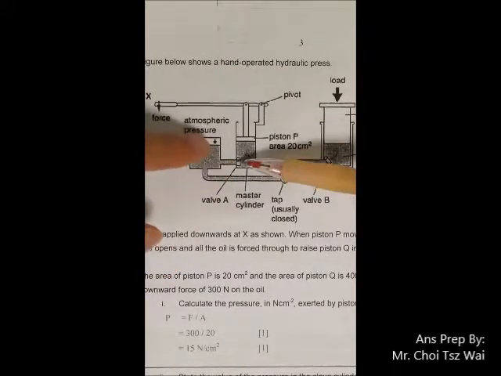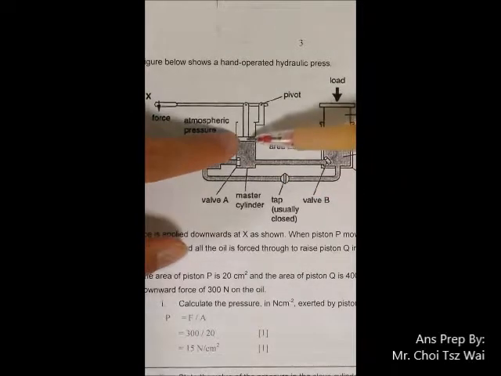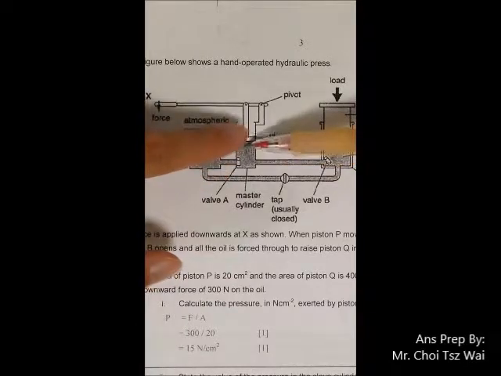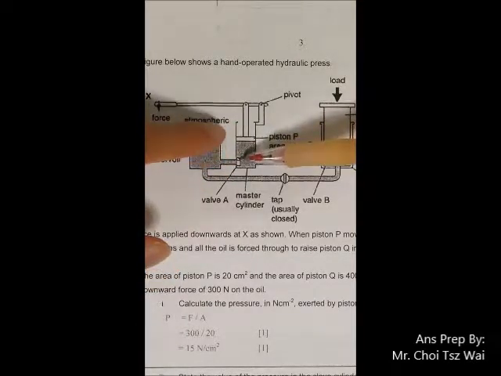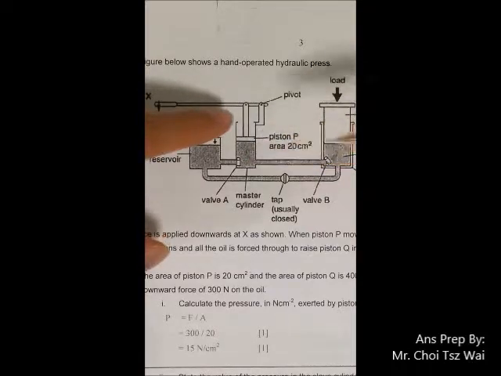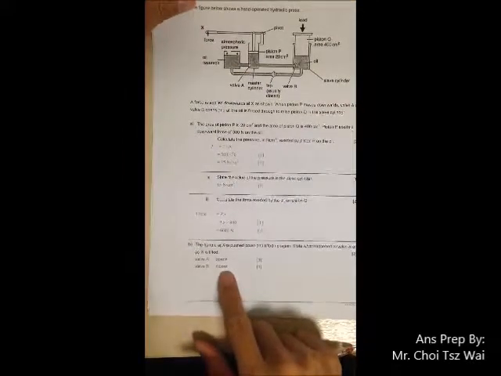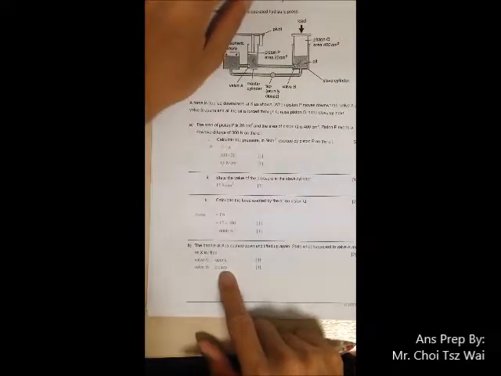Now, when we look at the liquids around valve A, as this piston is being pulled up, the liquid around valve A will get drawn up. And when the liquid gets drawn up, it will pull the valve A open along with it. So valve A will become open. So with this understanding, you can deduce that valve A will be open and valve B closed. Okay?